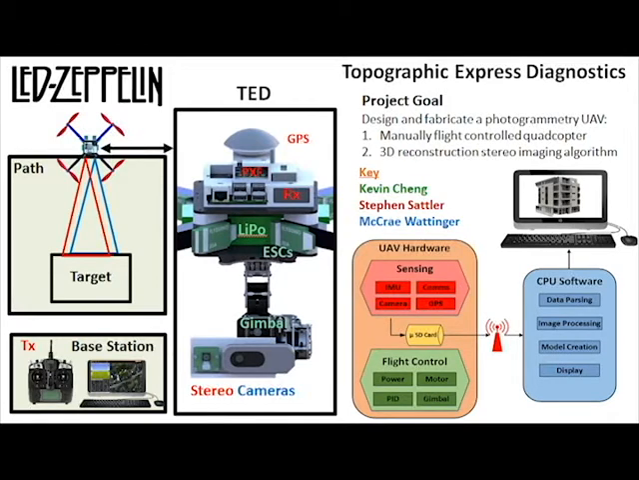TED is a quadcopter that we custom built to lower the cost of photogrammetry tasks. TED will fly above a target location, acquire data with 2 cameras and a variety of sensors, then after flight employ a post-flight processing algorithm to generate a topographical map.